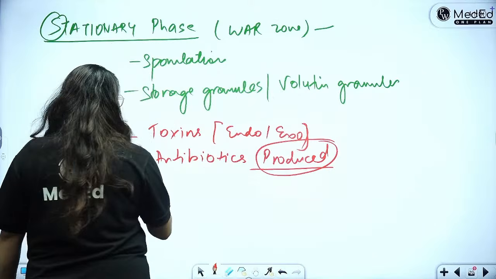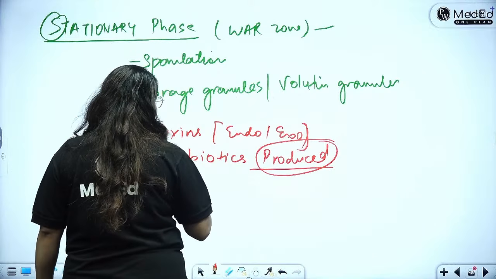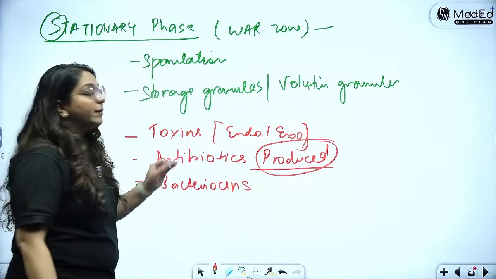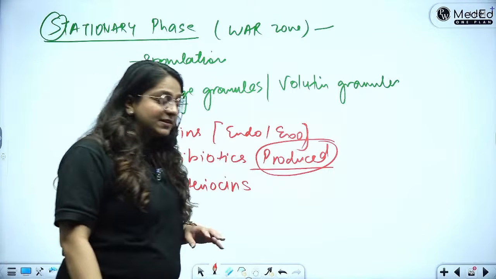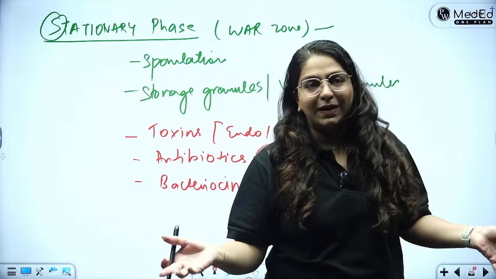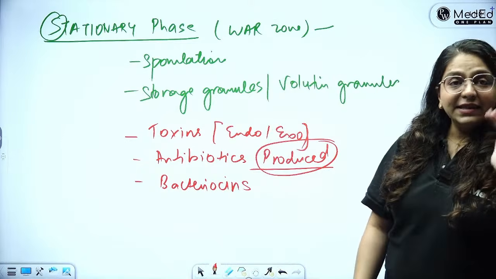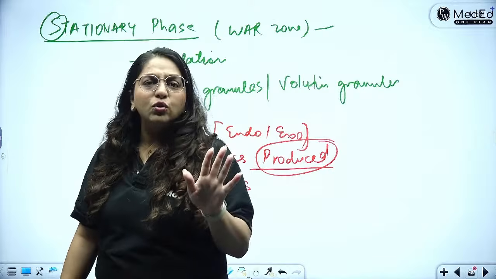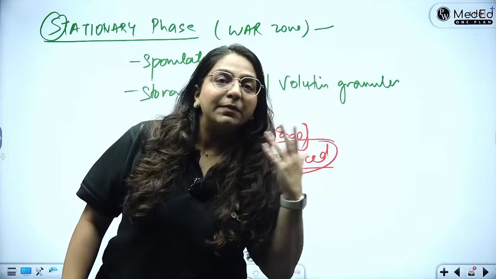Along with antibiotics, the bacteria also produces bacteriocins. So bacteriocins, toxins, antibiotics are all produced by the bacteria in the stationary phase because it wants to survive, and it has now become offensive to the other bacteria inside the test tube. At this time in the war zone, if I give you a red jacket or some makeup, would you care? You would not care about makeup in a war zone.